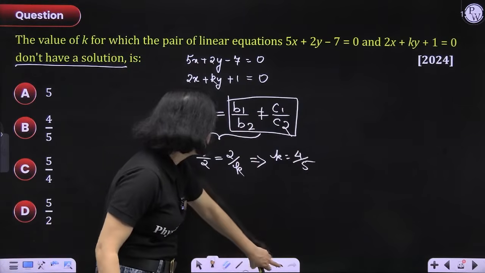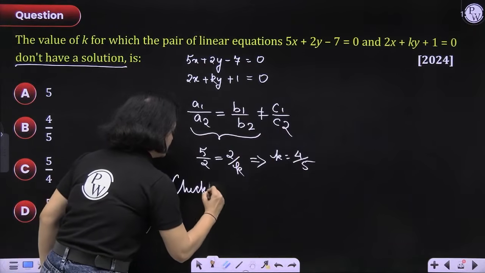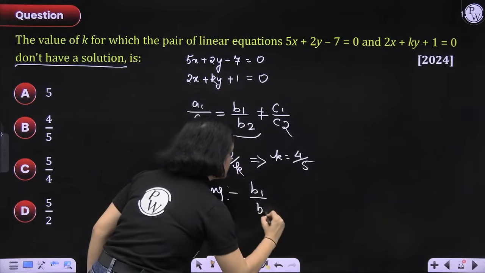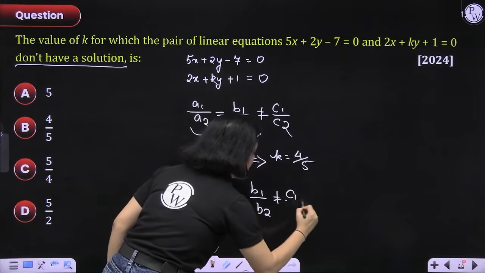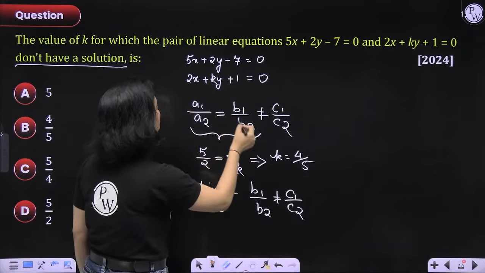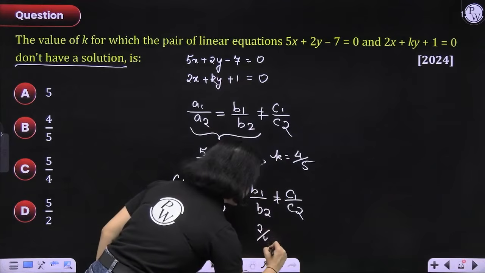Okay? So let's just check. This is just us checking. Okay? So let's take b1 by b2 is not equal to c1 by c2 and let's check whether k is satisfying this or not. Okay? So b1 by b2 would be what, everyone? 2 by k. So 2 by 4 by 5.